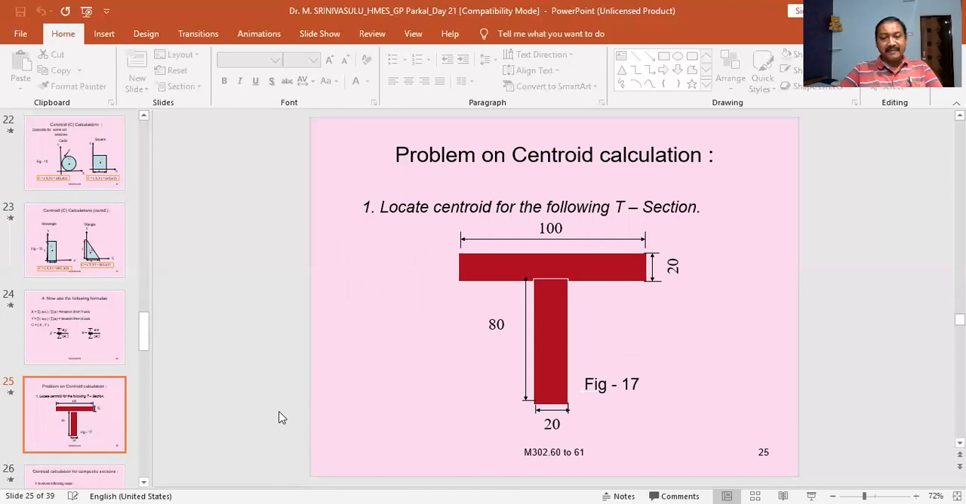Now this is the problem on the T section. This section is called the T section. Here it is composed of two rectangles: one is the horizontal rectangle and the second is the vertical rectangle. Now this is a problem. Take down this problem.